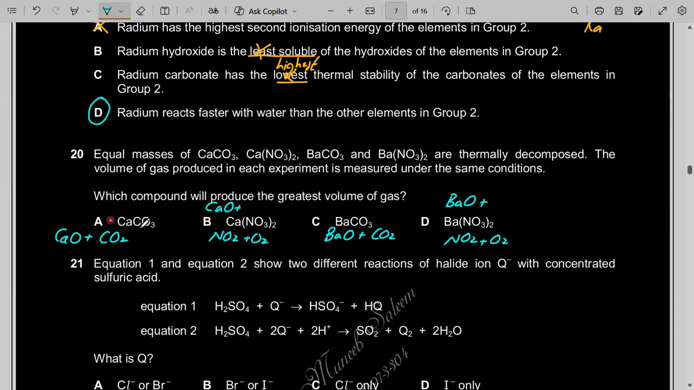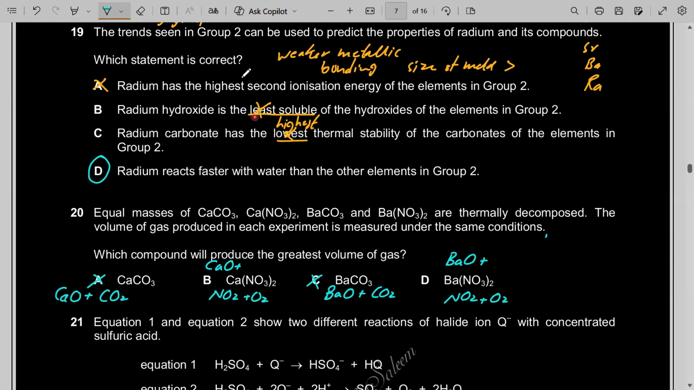So we can compare that carbonates are producing just one type of gas, but nitrates are producing two types of gases. That means definitely nitrates will have more volume of gas produced. So both option A and option C become incorrect, since less gas is produced. Now what could be the difference between B and D? Here we need to relate to the thermal stability.